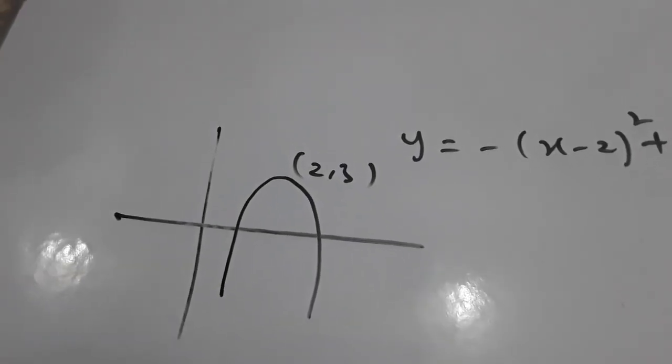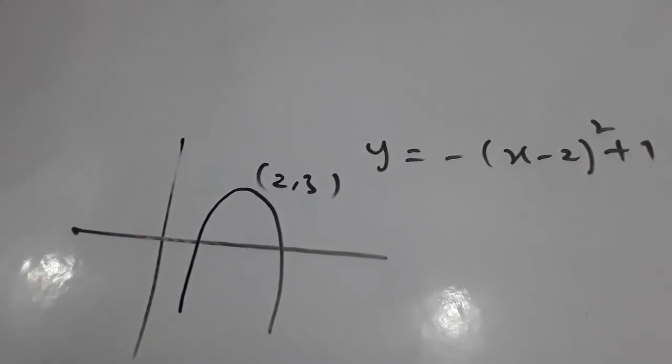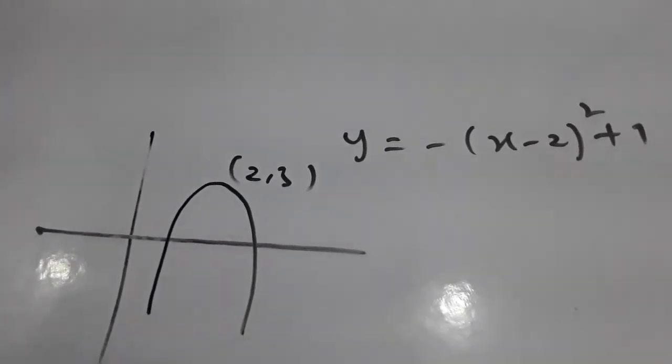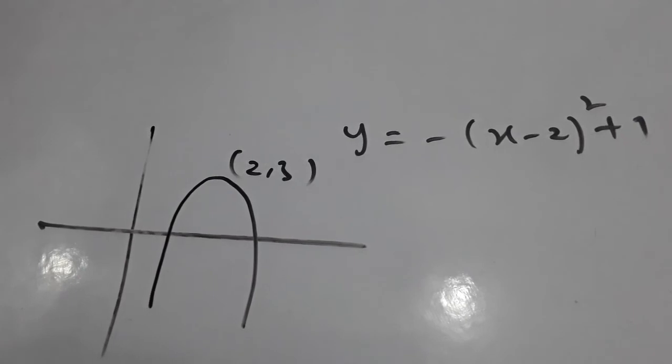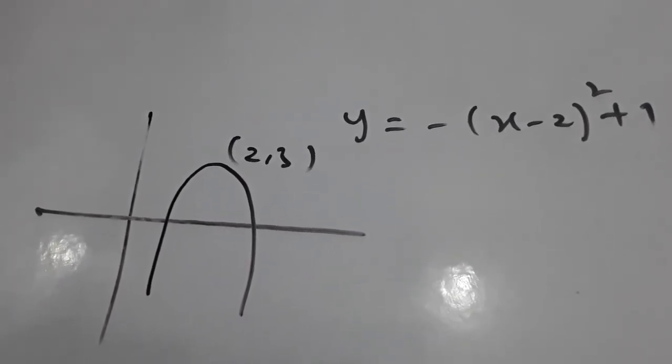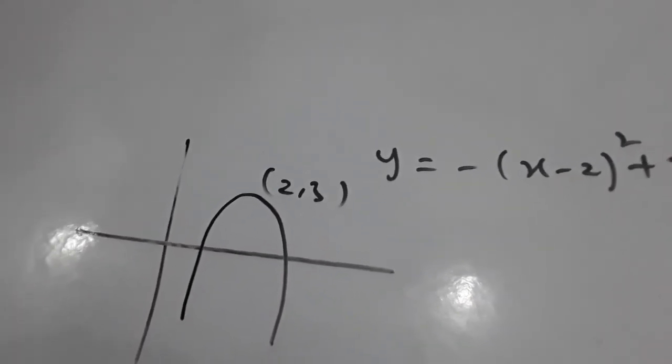A small correction. In one of the places in the above video presentation, y is equal to minus (x minus 2) whole square plus 1 is given as y is equal to minus (x by 2) whole square plus 1. Make the correction, please. Thank you.